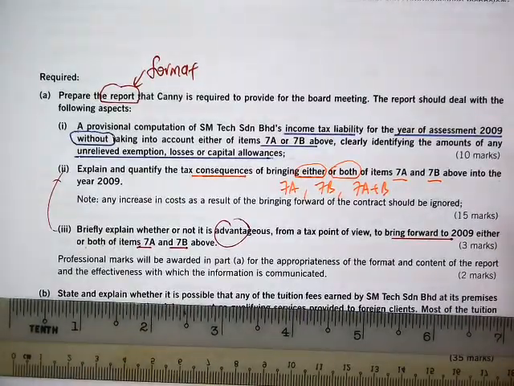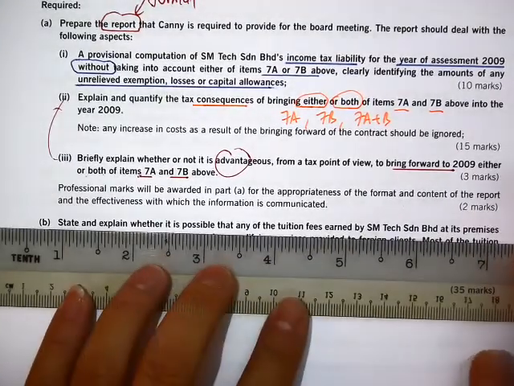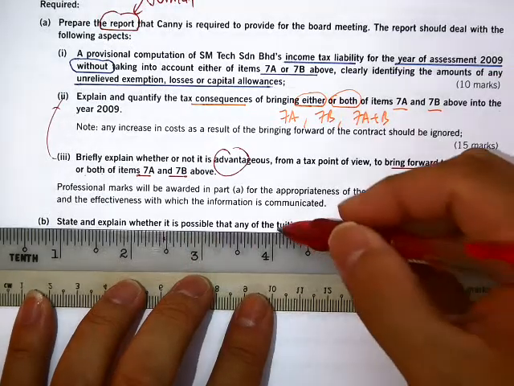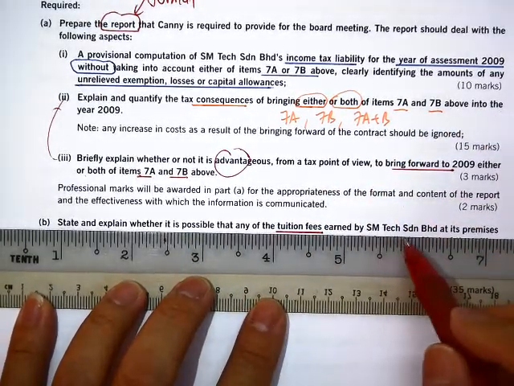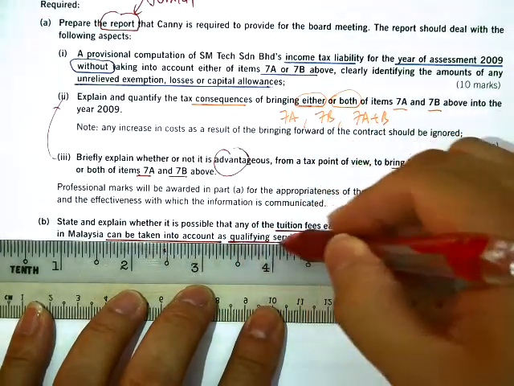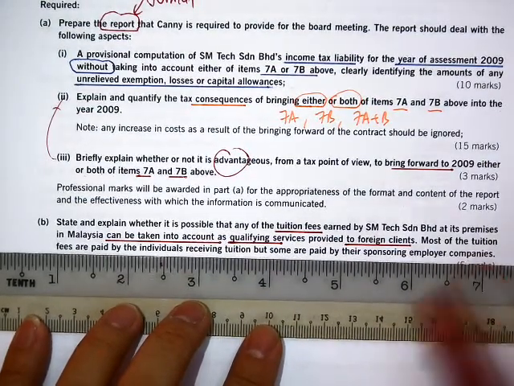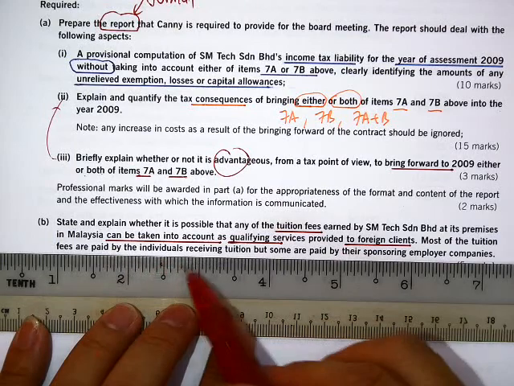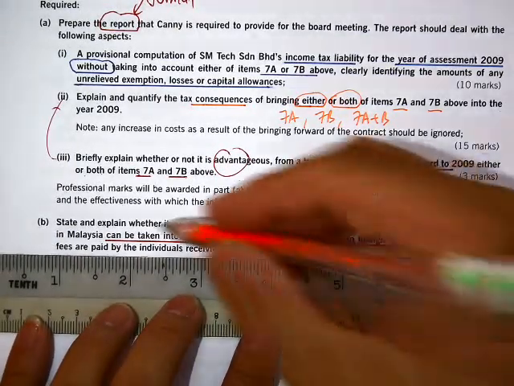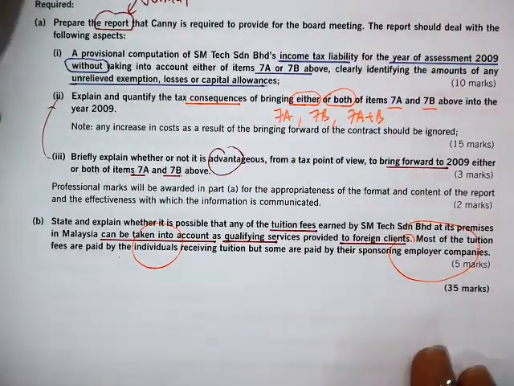Okay, professional marks will be awarded for your format, content of the report, and effectiveness of the information. Now state and explain whether it is possible for tuition fees earned by SMTech at its premises in Malaysia to be taken into account as qualifying service to a foreign client. Most of the tuition fees are paid by individuals receiving tuition, but some are paid by sponsoring employers. Alright, so let's see what's in this question.